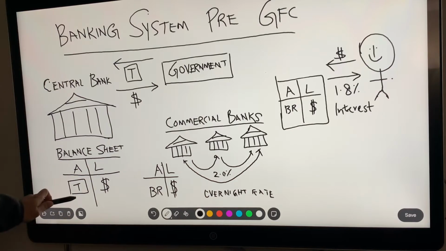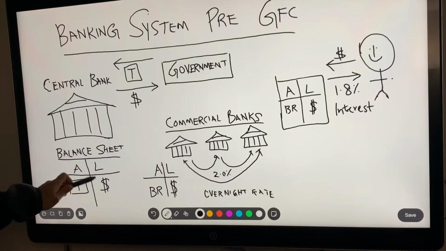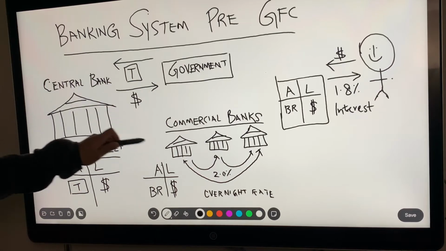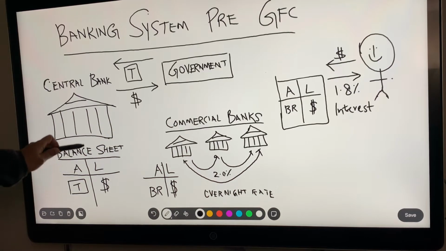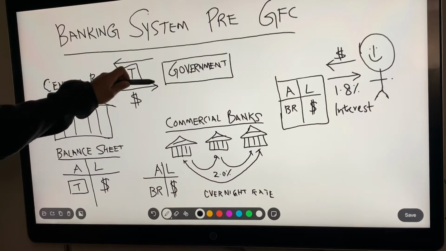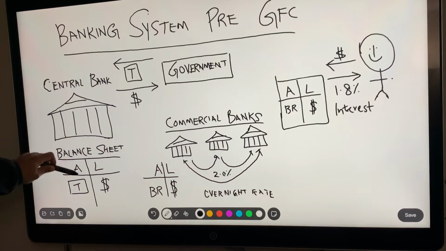So in the balance sheet, you have assets and then you have liabilities. Assets are where the central bank purchases these securities from the government, and they credit the newly printed money or newly created dollars into the liabilities section. And basically this is a reserve account that the government and the commercial banks maintain with the central bank in order to operate. So that's how the central bank purchases government securities and credits the newly printed money into their account within the central bank.